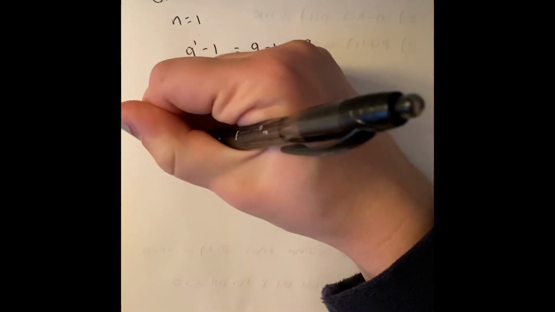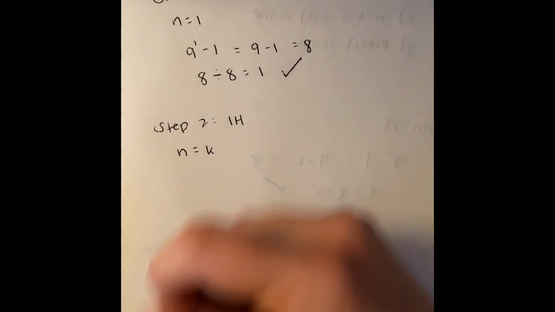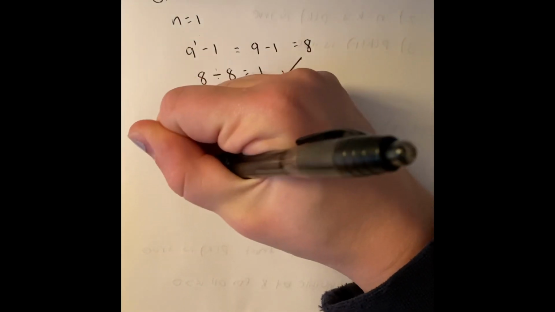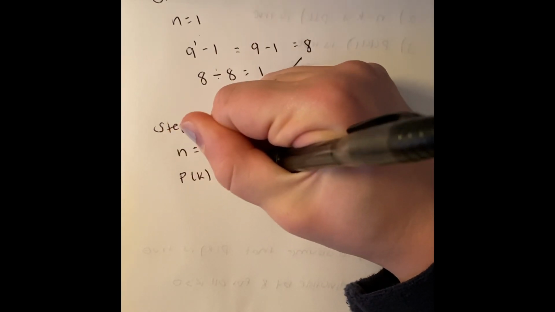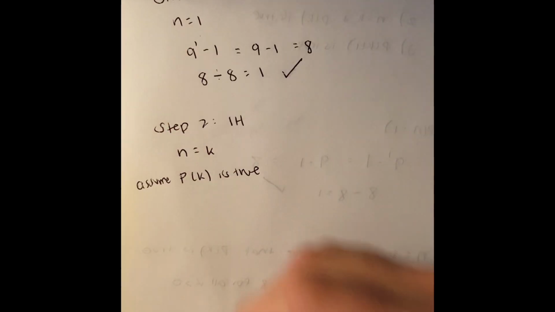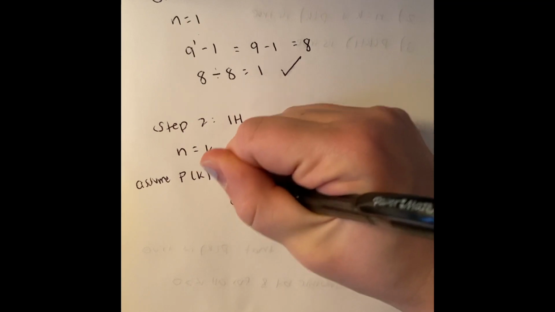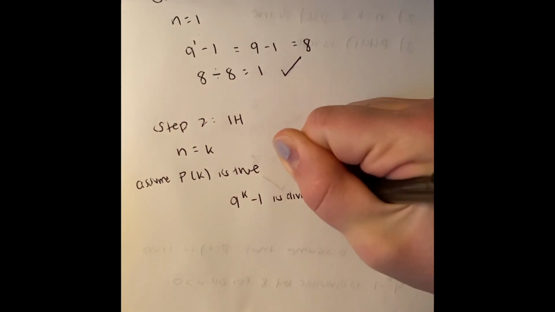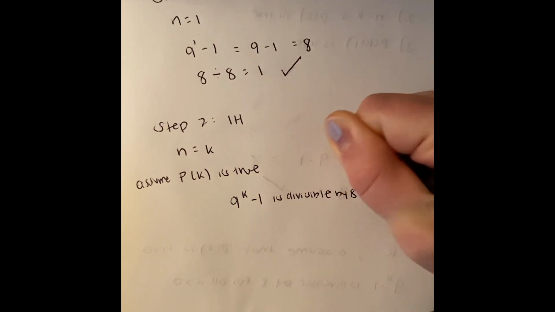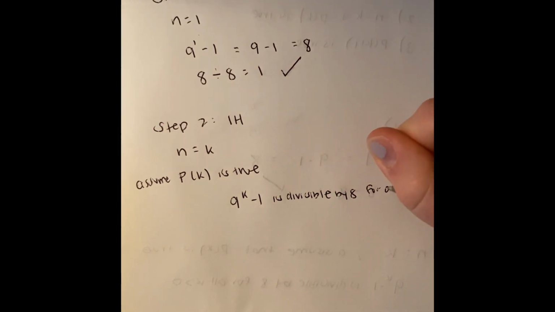There are several components to our inductive hypothesis. First, we're going to set n equal to k. Next, we're going to assume that P of k is true. So this would mean 9 to the k minus 1 is divisible by 8 for all k greater than 0.